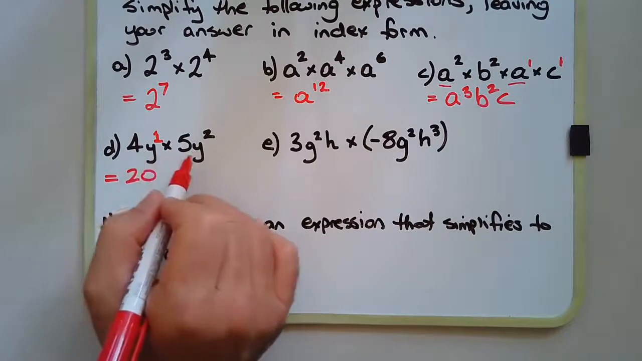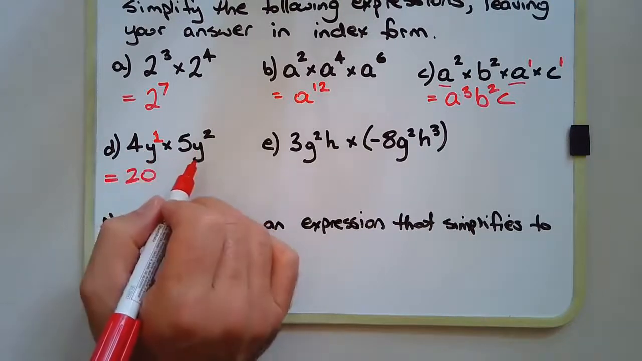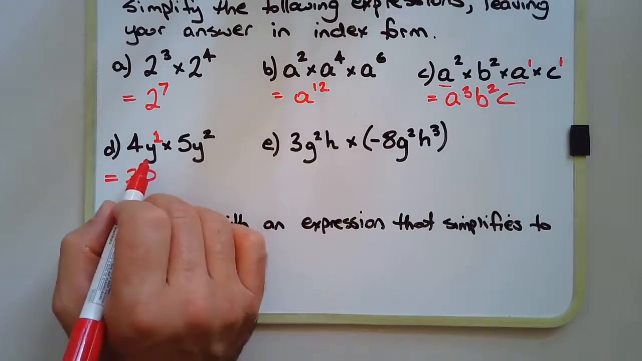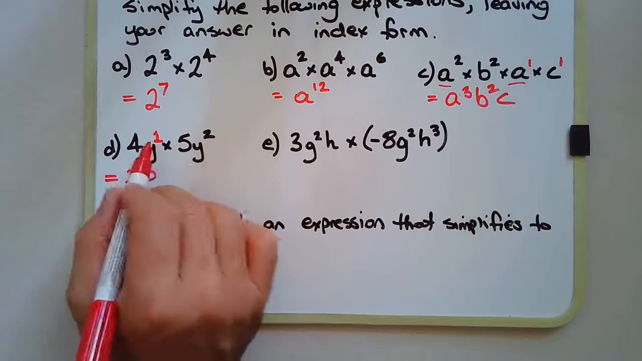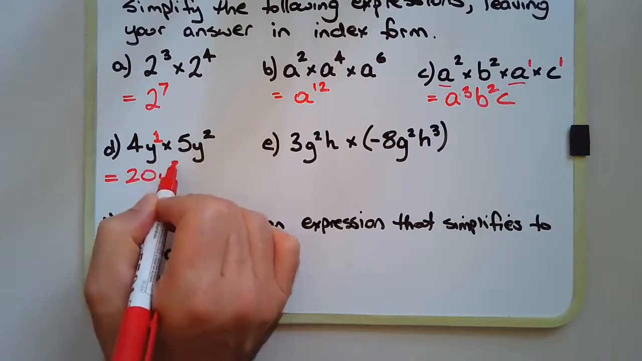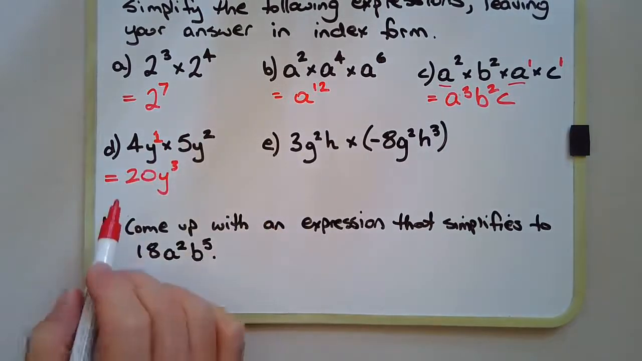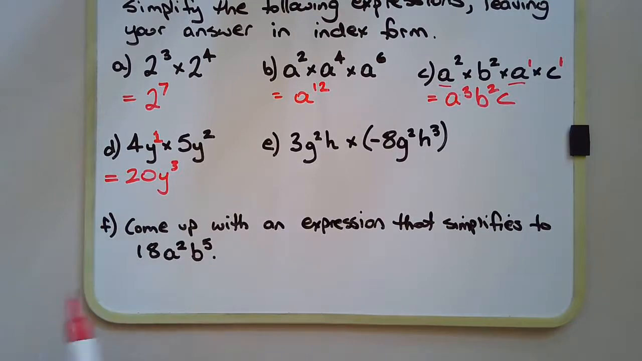Then you have like bases. As long as the pronumeral is the same, that's all we care about. So y and y, that's fine. They're identical, so we can add the indices. 1 plus 2 is 3. So we write it as 20y cubed.